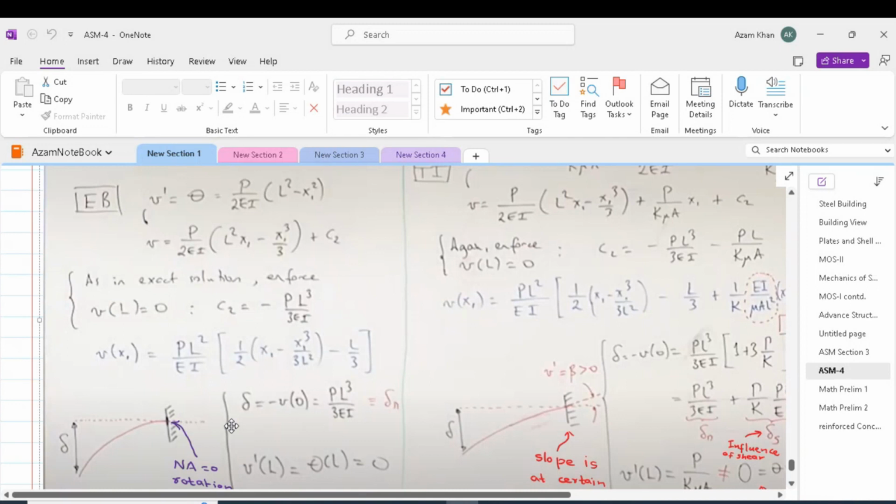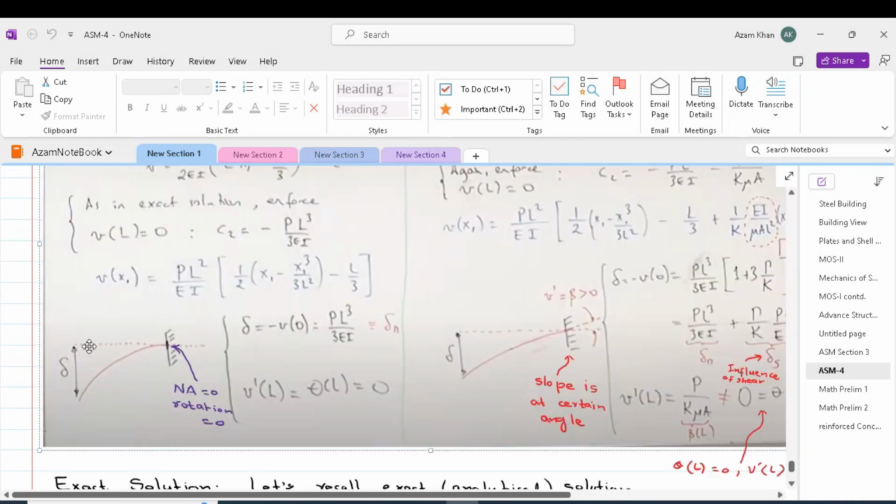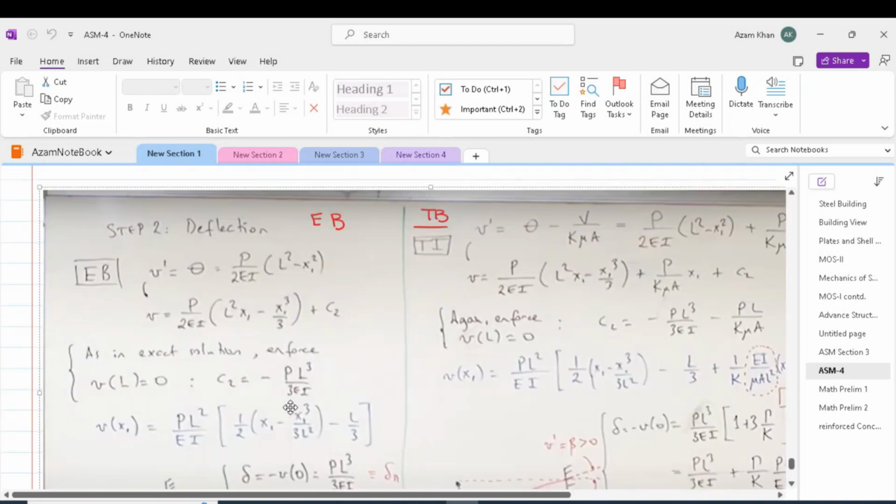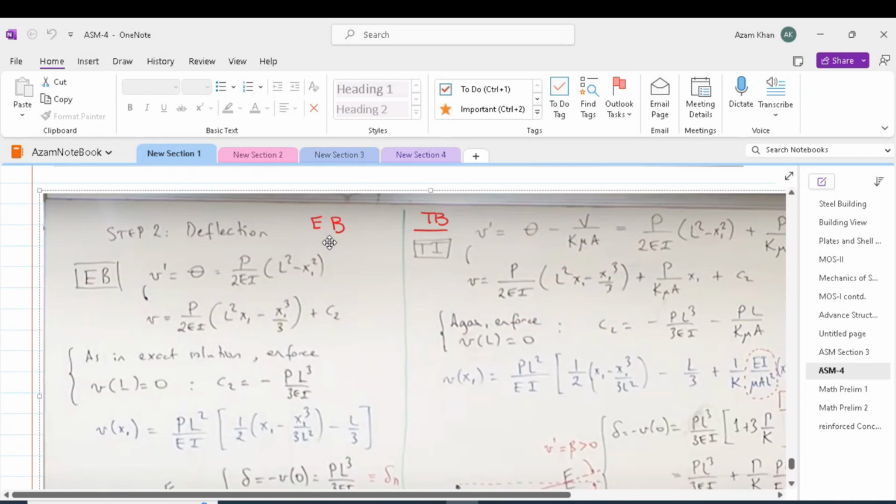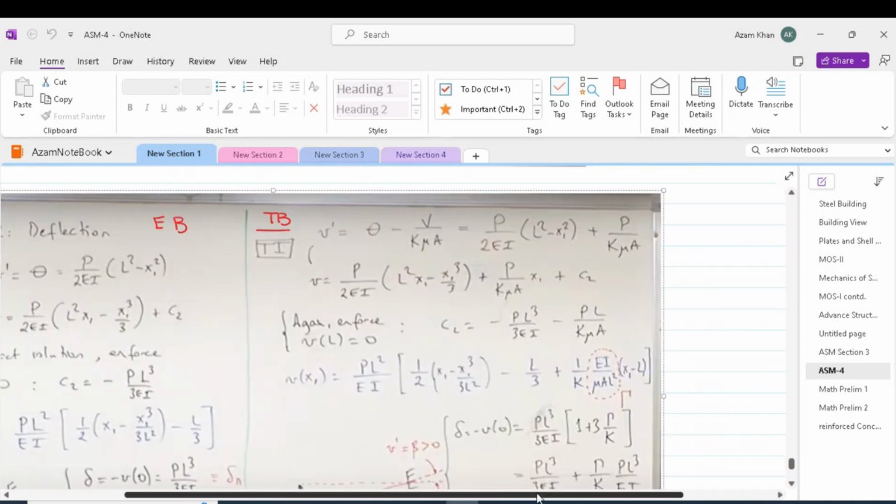So according to Euler-Bernoulli beam theory, at x1 is equal to L, we have no horizontal, vertical, or rotational movement. So our elastic curve at the neutral axis will remain rigid at that point. That is an important observation in the case of Euler-Bernoulli beam theory. Now, what will happen in the case of Timoshenko beam theory?